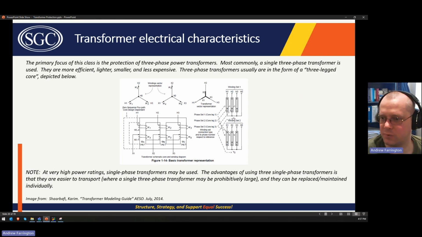This particular transformer, you can see, is a YY connected winding transformer. So the high voltage winding, H1 winding, is here, and then all three of the non-polarity sides of those windings are connected together, and those go to the H0 bushing, and then the same thing for the X windings.